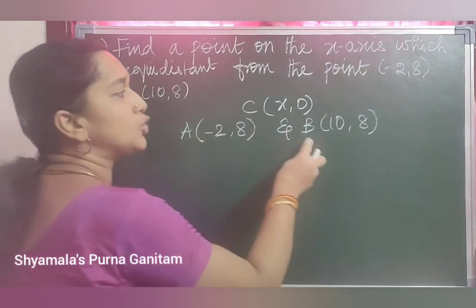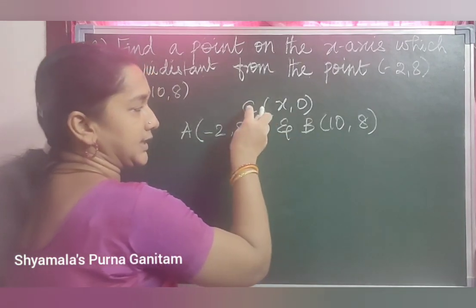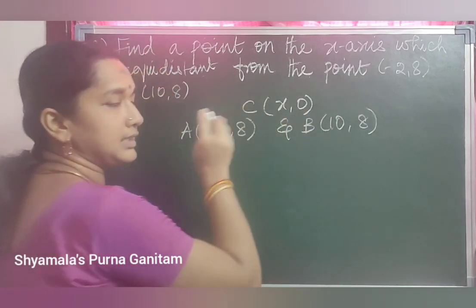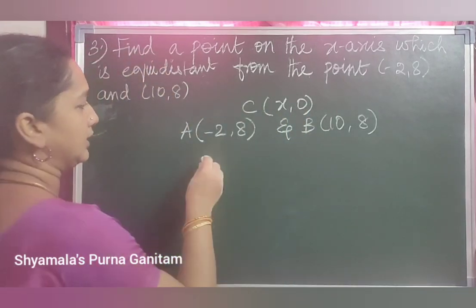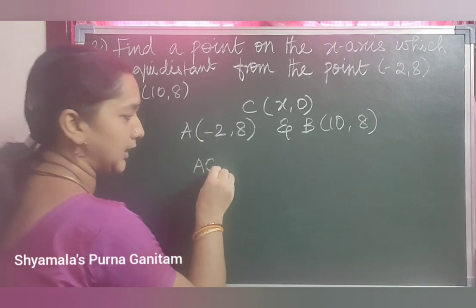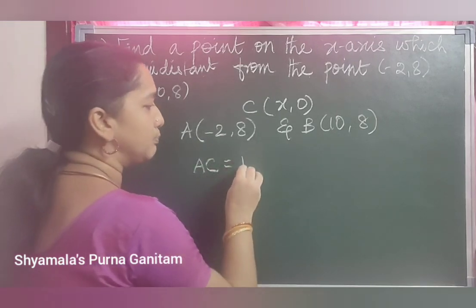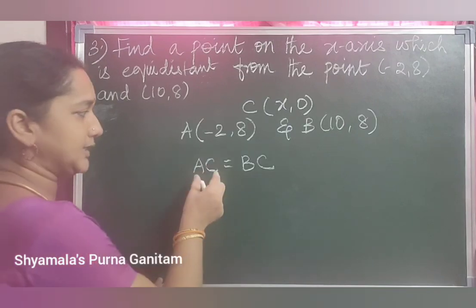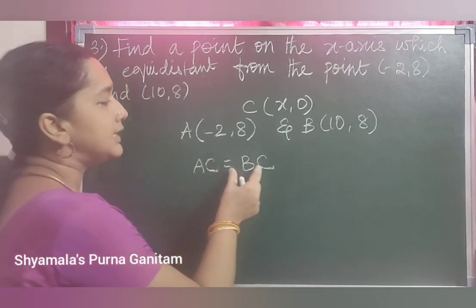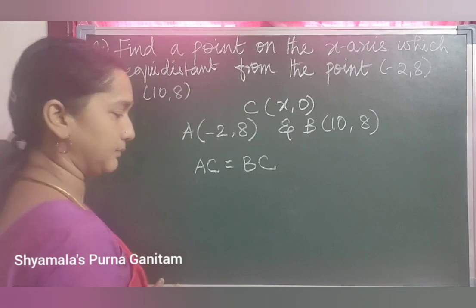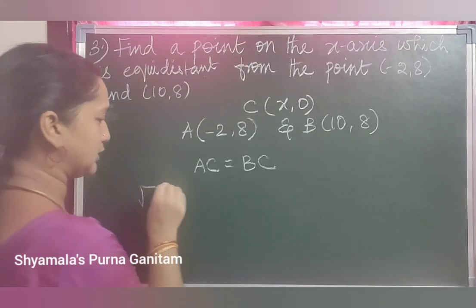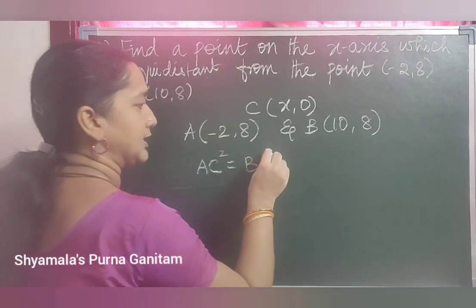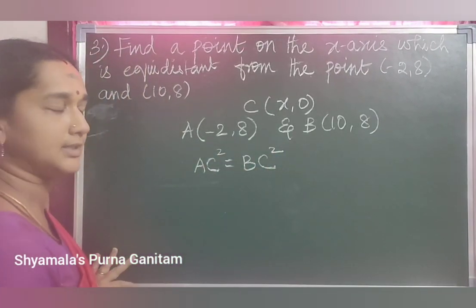Okay, so these 2 points are equidistant. The distance between A and C and the distance between B and C is equal. So AC is equal to BC. That means the distance AC is equal to the distance BC. So, using the distance formula, or else you can write it like this itself, AC squared is equal to BC squared.